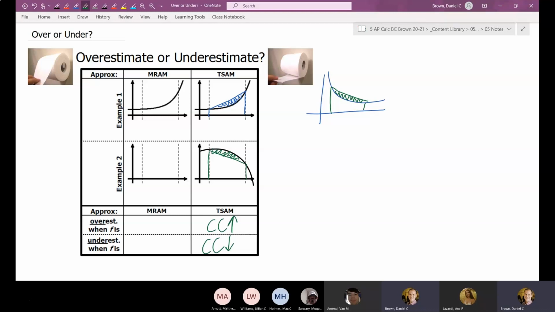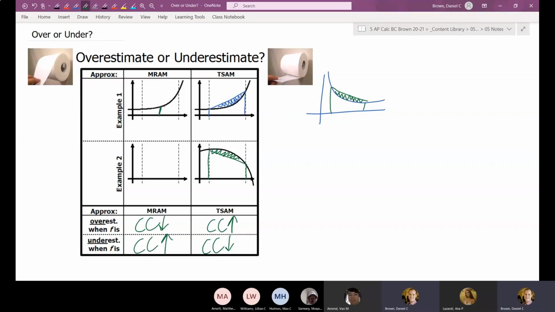Again, for me, LRAM is a hard one to visualize. You'll always have some part of it above and then some parts below. So for me, I just know that LRAM is always the opposite of TSAM. So LRAM is going to overestimate the graph when you're concave down. It's going to underestimate the graph when you're concave up. And this might be a little bit easy to see. So here's a concave up one.